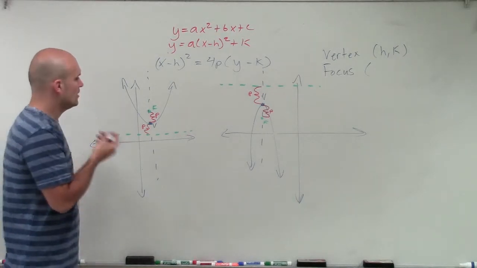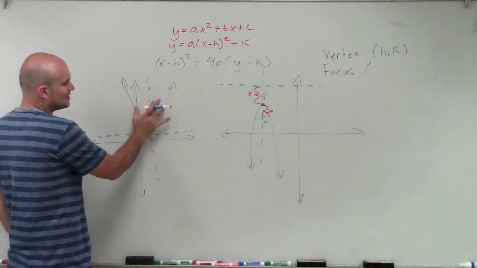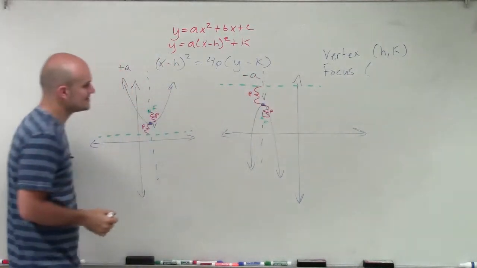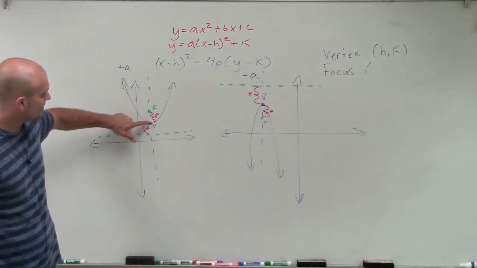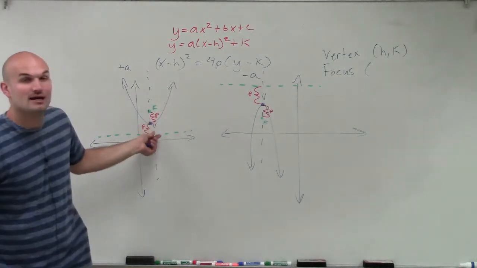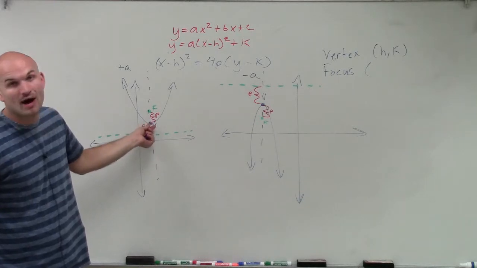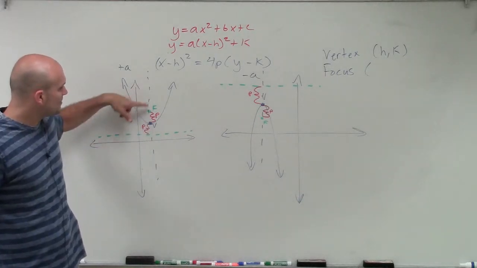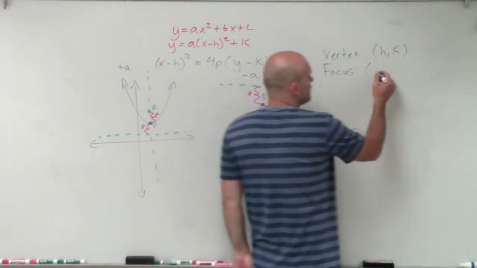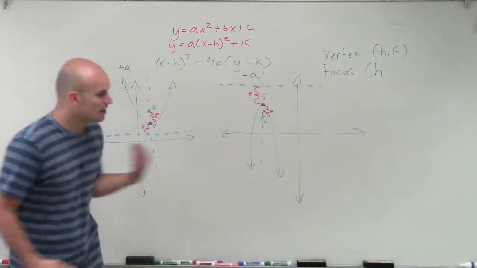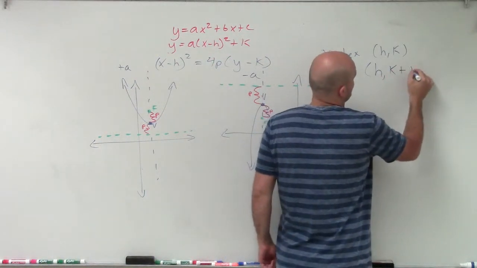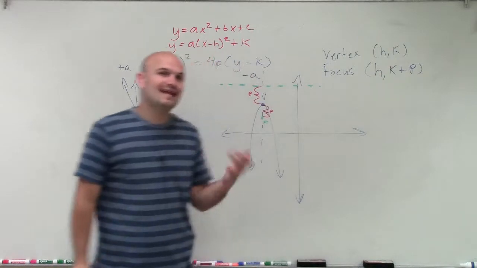Okay, so here is when a would be positive, and here is when a would be negative. To find my focus, I take whatever my vertex is, and notice the k is going to be my y coordinate. If I go up, that gives me my focus, or if I go down, that'll give me my focus. So to find the focus, the h is not going to change. I'm not going left or right to find the focus. However, I am going up or down. So we're going to say k plus p.